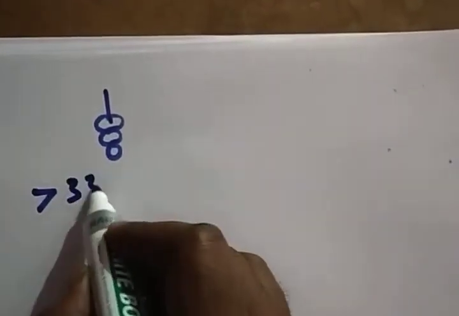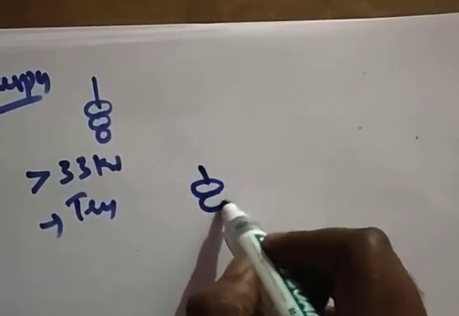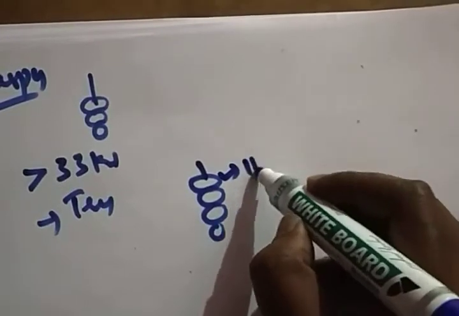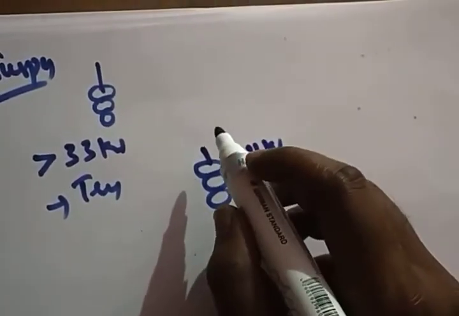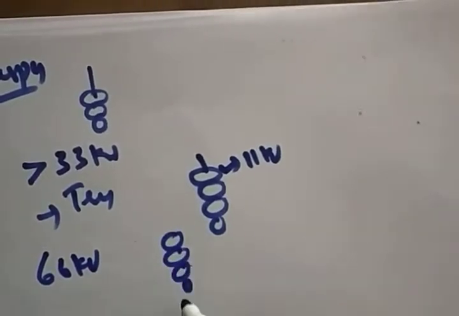So this type of insulator can be used for greater than 33 kV. That's why we can call it a transmission line. This type of insulator is used in a transmission system. In this type of insulator we have a number of discs, and each disc is designed for 11 kV. If the conductor is at 66 kV, we place 6 discs in series.